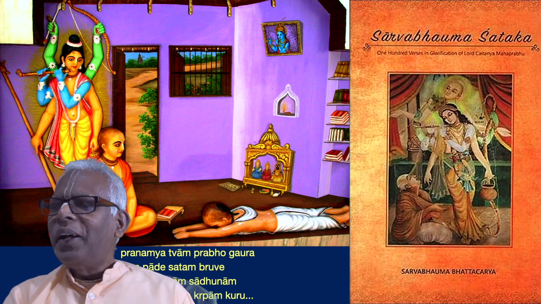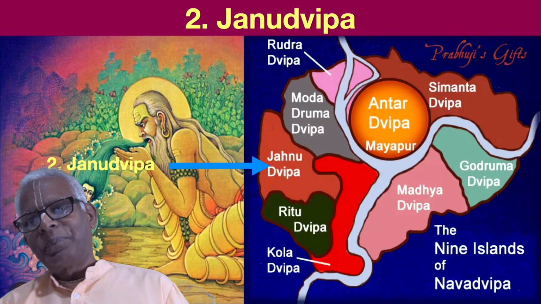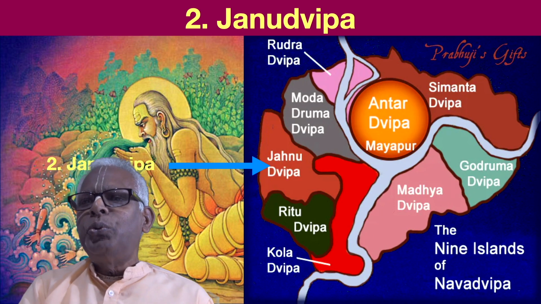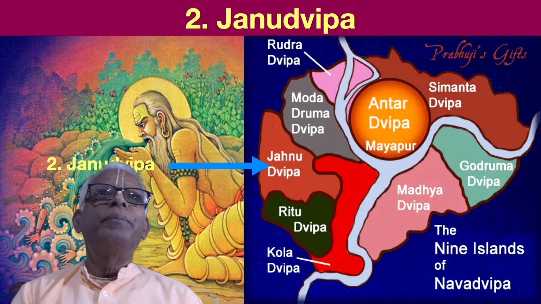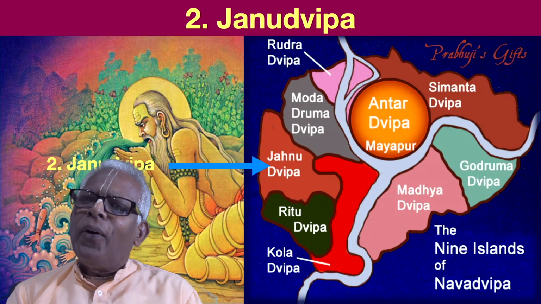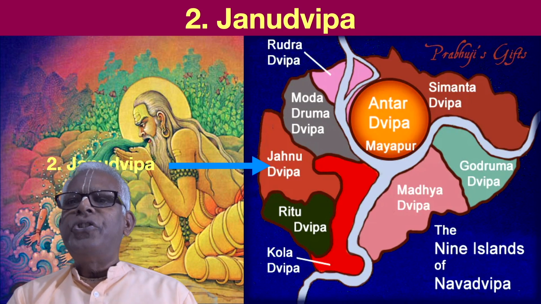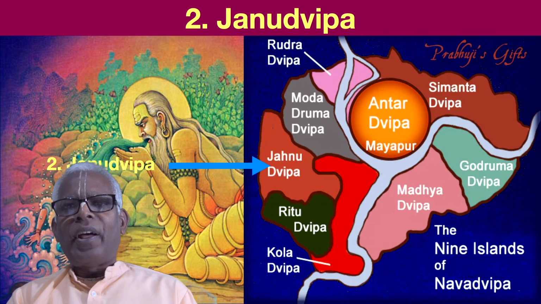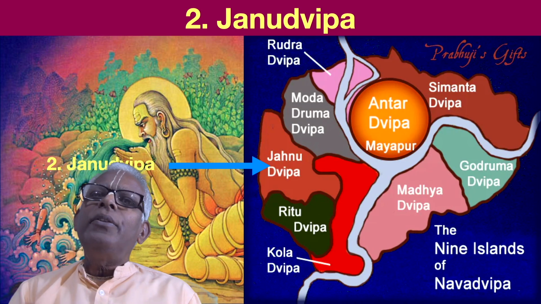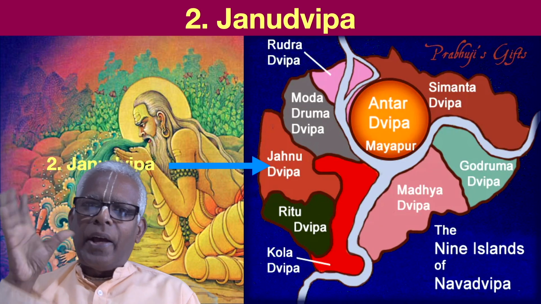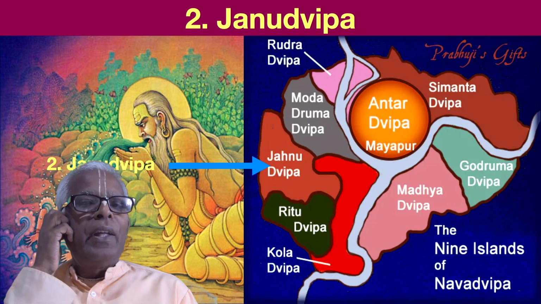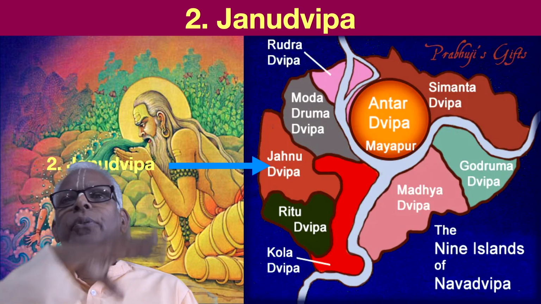So this is about the Rtudvipa. Now let us move on to the next Dvipa, Jahnudvipa. Another name for the Jahnudvipa is Jannagara. Nagara means actually a big place, like the other one also, Nagara means big place.